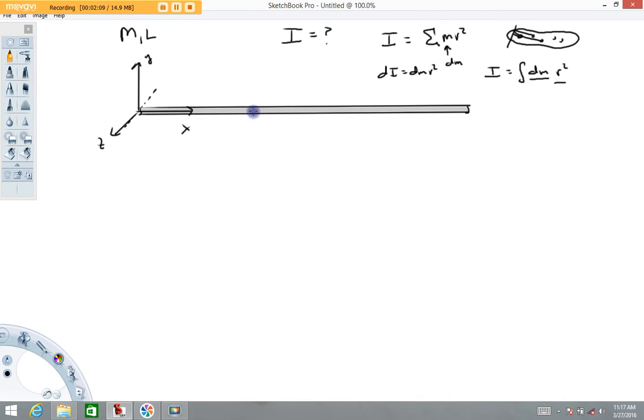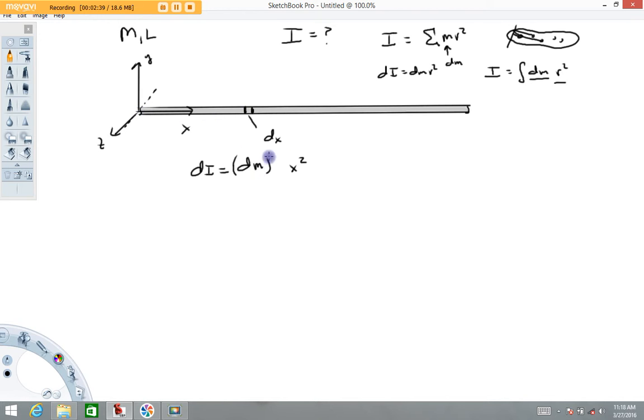So we're going to imagine breaking this bar up into a bunch of little pieces. Each piece here is going to have a length I'm going to call dx. It has an x coordinate here, and the x coordinate is the distance to the axis of rotation. So I can write this expression out: dI, the moment of inertia of this small mass about this axis, is equal to dm, the mass of that chunk, times x squared, where x is the distance from this chunk to this axis.